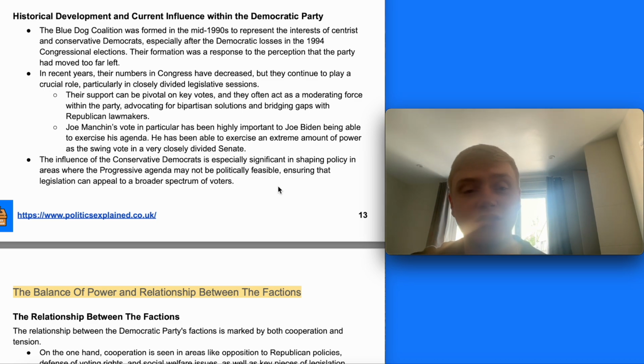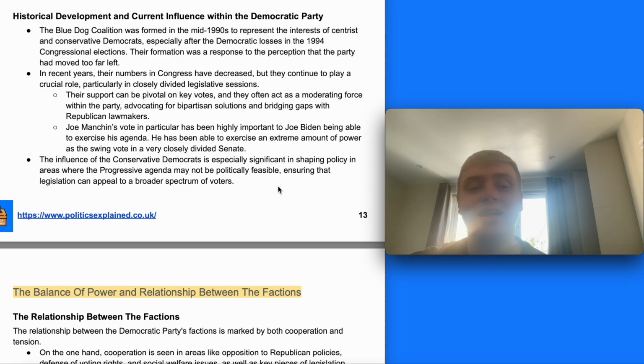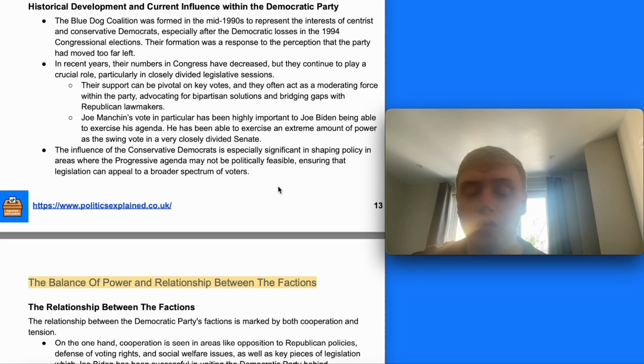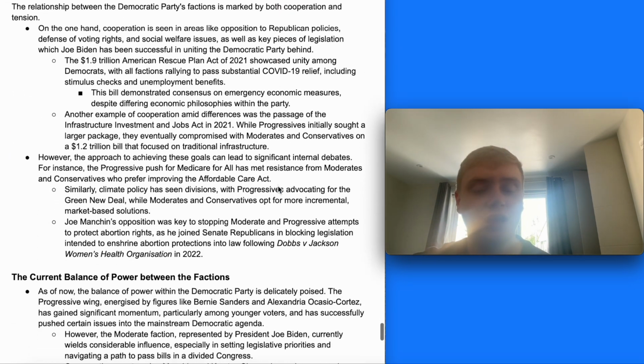The influence of the Conservative Democrats is especially significant in shaping policy in areas where the progressive agenda may not be politically feasible, ensuring that legislation can appeal to a broader spectrum of voters, including in swing states. Okay, so that was the different factions.